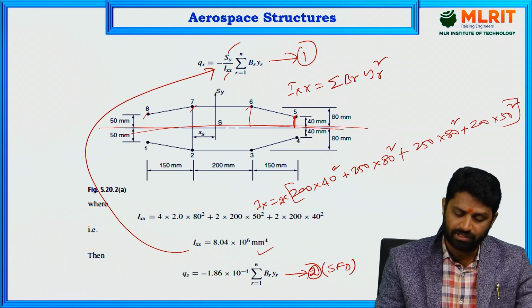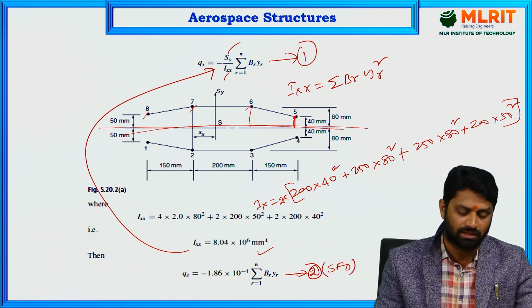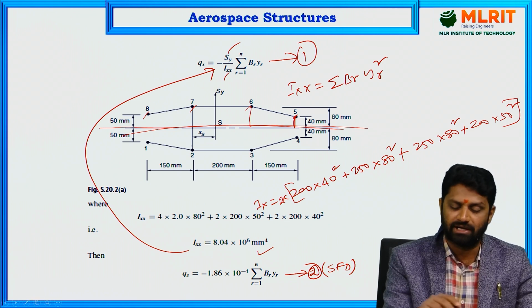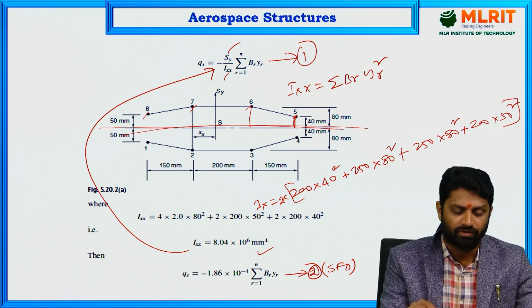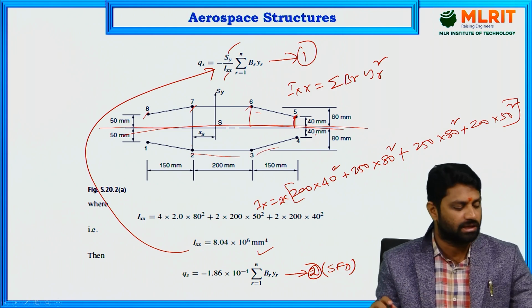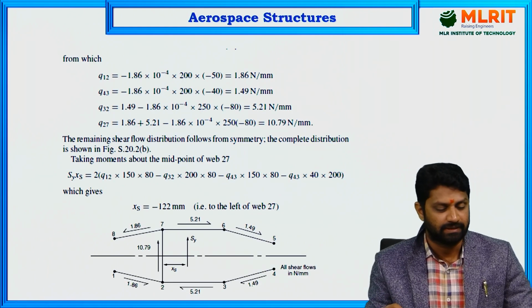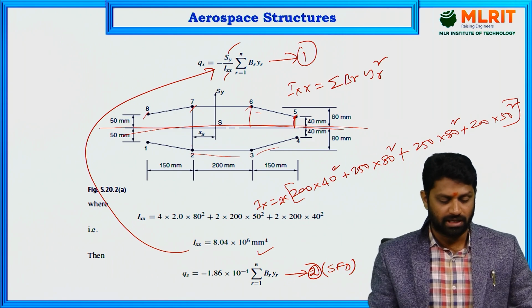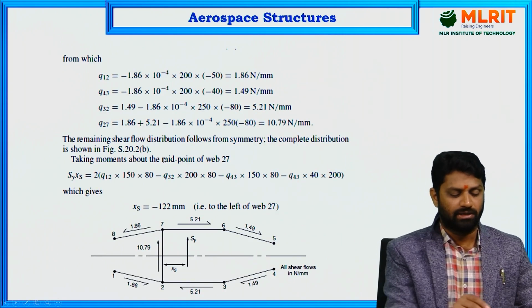And then once you get this distribution, you can find out the shear flow in the respective panels like 1, 2, 2, 7, 7, 8, and then 5, 6, 6, 7, 7, 2, 2, 3, and 3, 4. So that's how we calculate the shear flow distribution. Now, if you look into this one, first let's try to calculate Q12.